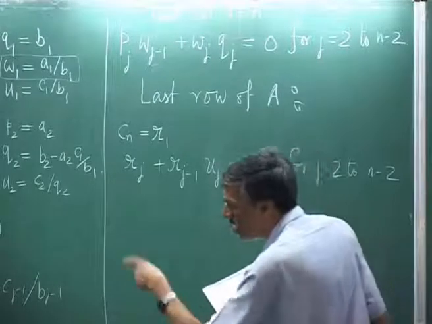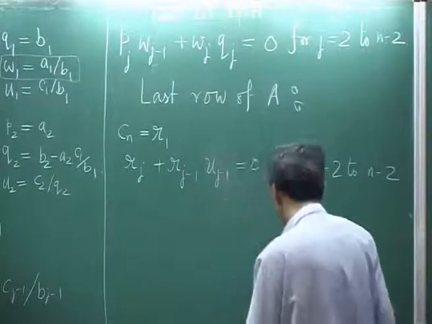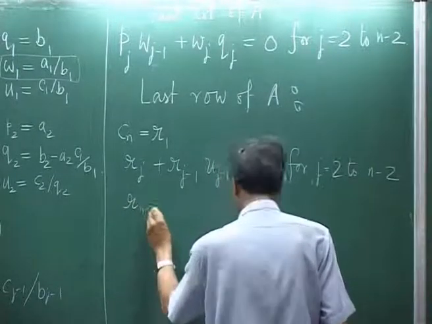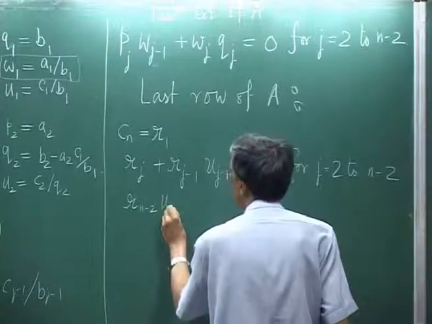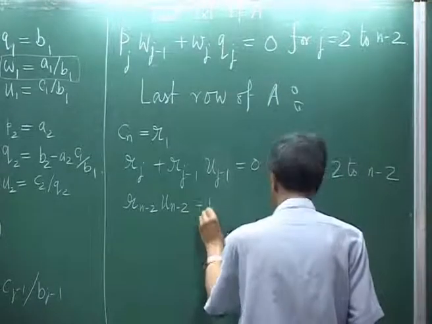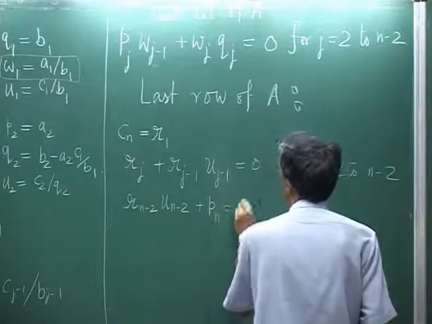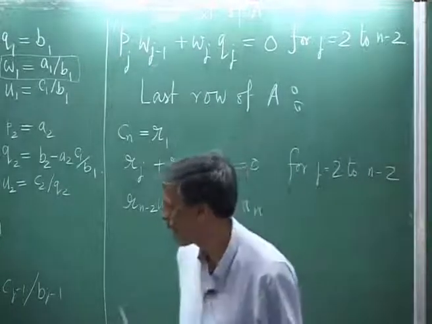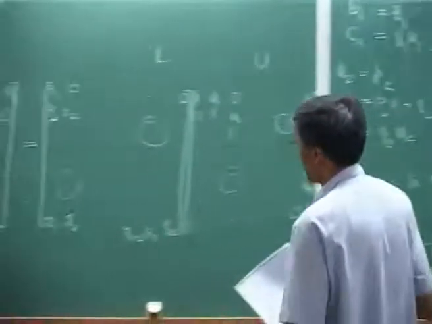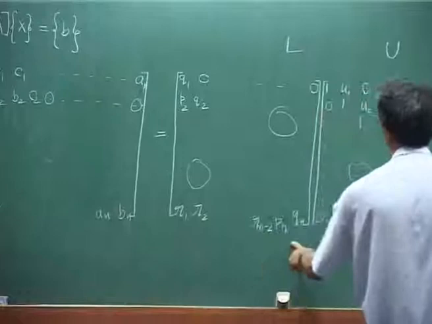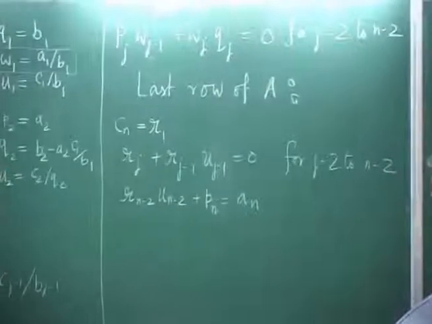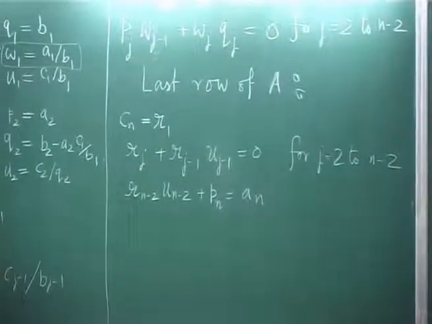And the second last entry that we notice there will give us R n minus 2 U n minus 2 plus P of n is equal to A of n. So, we have just multiplied this one with the second last element, and that gave us this relationship. This is what we have done.